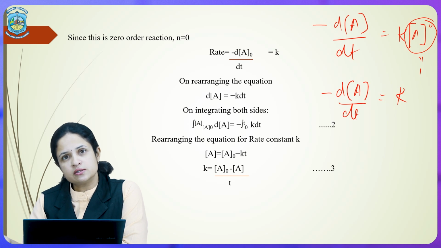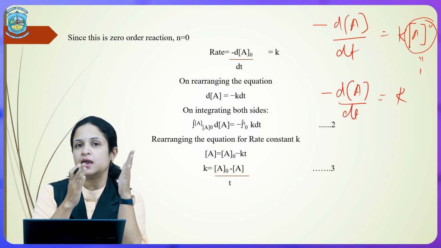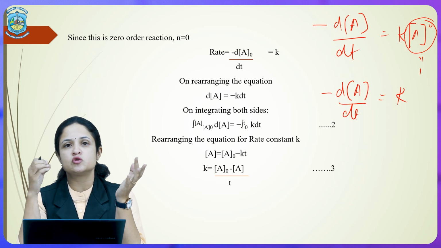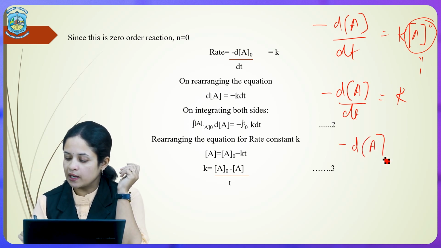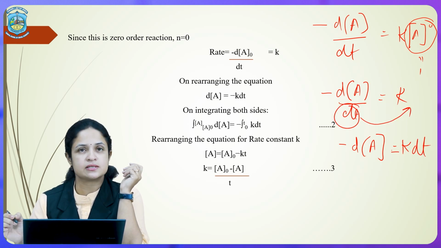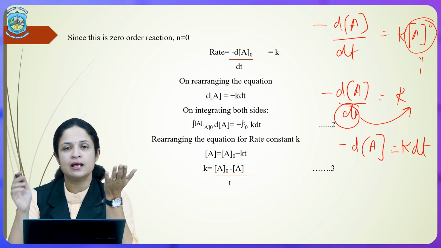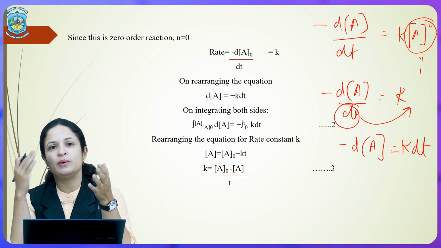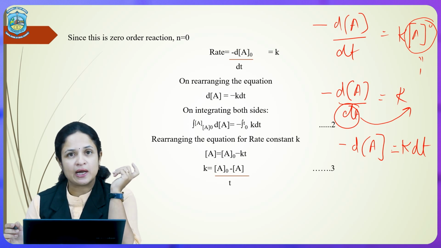Now on rearranging this equation, I want to obtain only dA on the left hand side and the rest of the terms should go to the right hand side. Now what can I do? I can do minus dA equal to K dt. I am doing nothing but taking this dt term from the left hand side to the right hand side. Since this was in division on the left hand side, as it goes to the right hand side it will become multiplication. So I get minus dA equal to K dt.